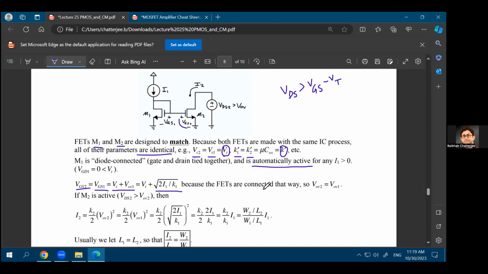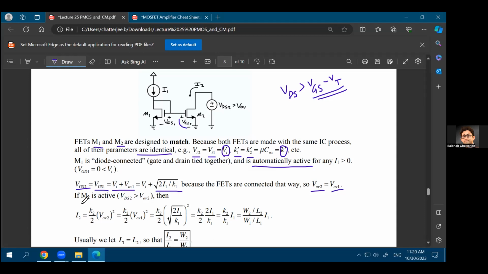Now, because the FETs are connected together in this way, V overdrive of 2 will be equal to V overdrive of 1. Because the gate of the M2 transistor is the same as the gate of the M1 transistor, and the source of the M2 transistor is the same as the M1 transistor. And we have already assumed that the threshold voltages of the two transistors are equal, which means VGS minus VT of both the transistors are equal.